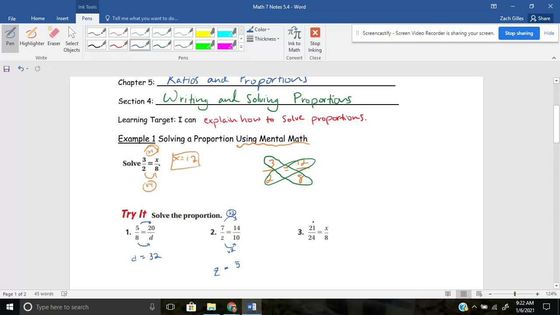And then 24, how do I go from 24 to 8? Well, I divide by 3. So I'd also divide by 3 on top. 21 divided by 3 would give me 7. Let me know if you have questions on any of these.